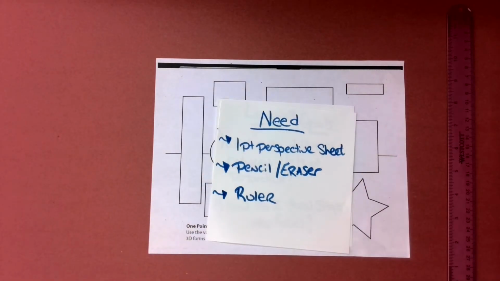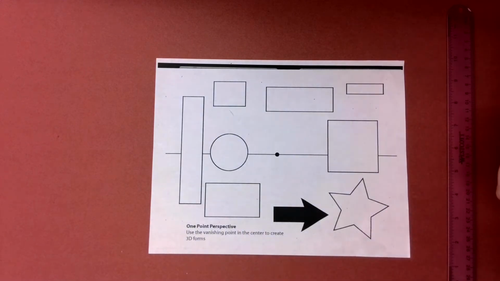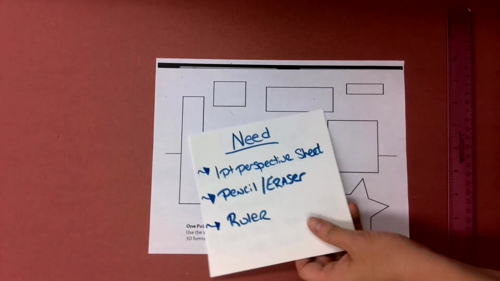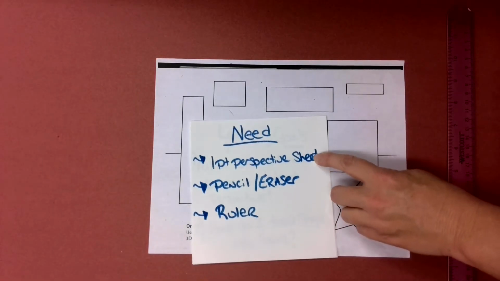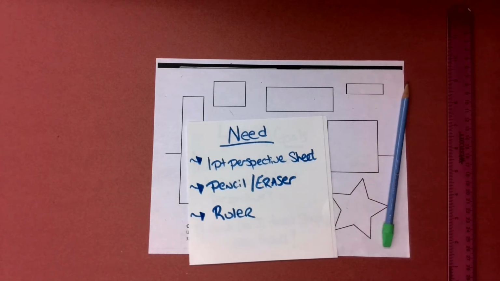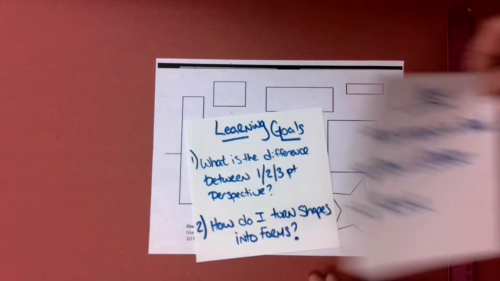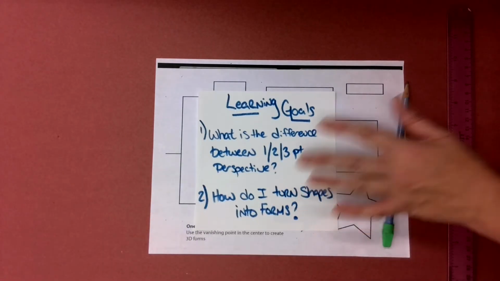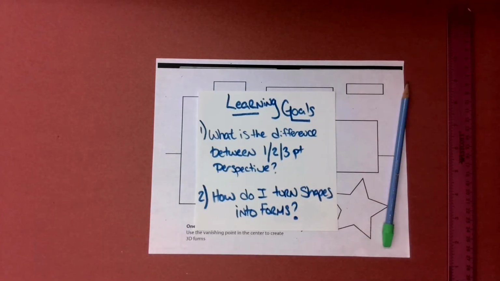Okay, so for today's activity, we're going to be doing our 1-point perspective. We're going to need our 1-point perspective sheet, a pencil and an eraser, and we're also going to need our ruler. For today's learning goals, number 1, what is the difference between 1, 2, and 3-point perspective? And number 2, how do I turn shapes into forms?